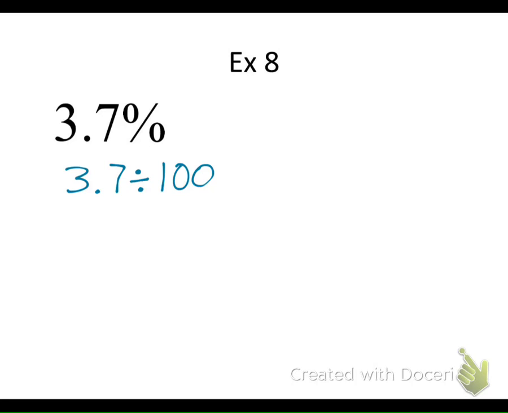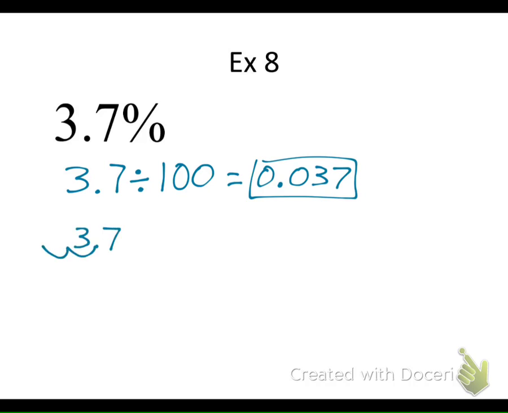So, Andy, you want to punch this into your calculator for me? 3.7 divided by 100? What is it? 0.037. Nice. Yep. Or we can write it down here and move twice to the left, right? And I'm going to throw a 0 in there.